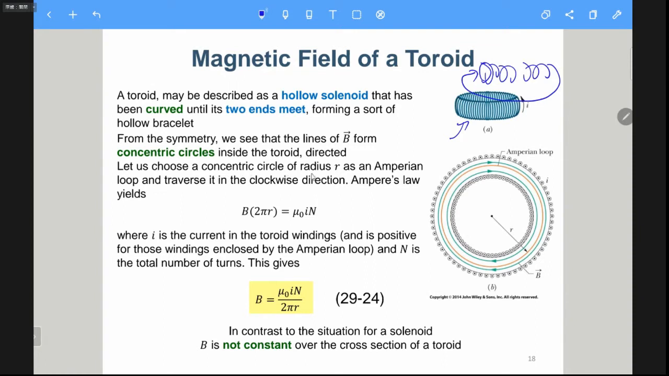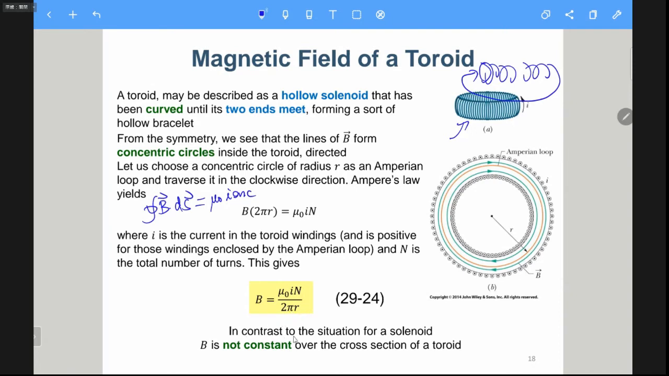Now let's choose a concentric circle and traverse it in the counterclockwise direction. Ampere's law is still the line integral of B dot ds equals mu naught I enclosed. So for B dot ds, we still have B times 2 pi r as before, and mu naught I enclosed is all the I here. Everyone is small i, and then you need to multiply it by the total number of turns, capital N. So it is i capital N. Finally, we have B equals mu naught i N over 2 pi r.